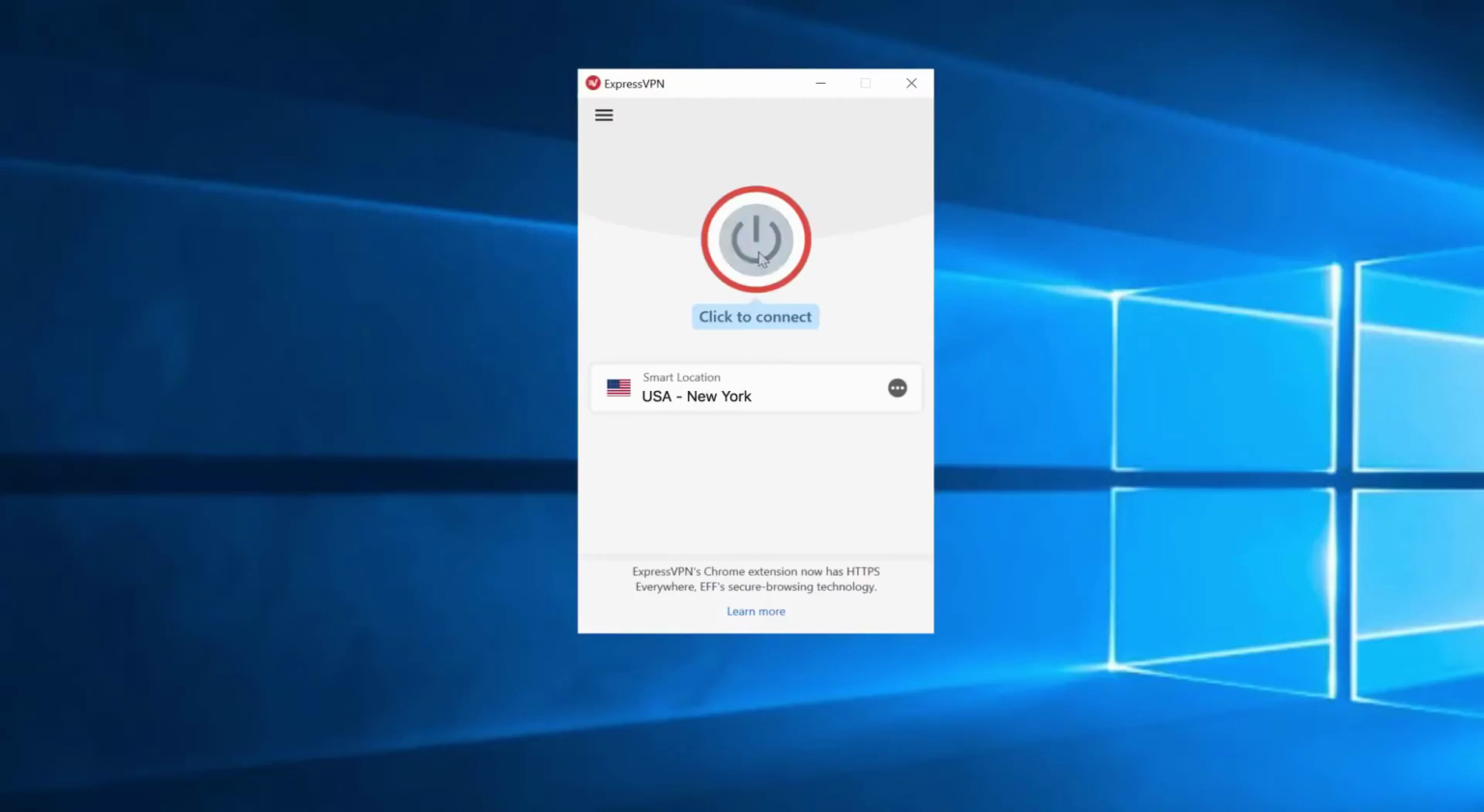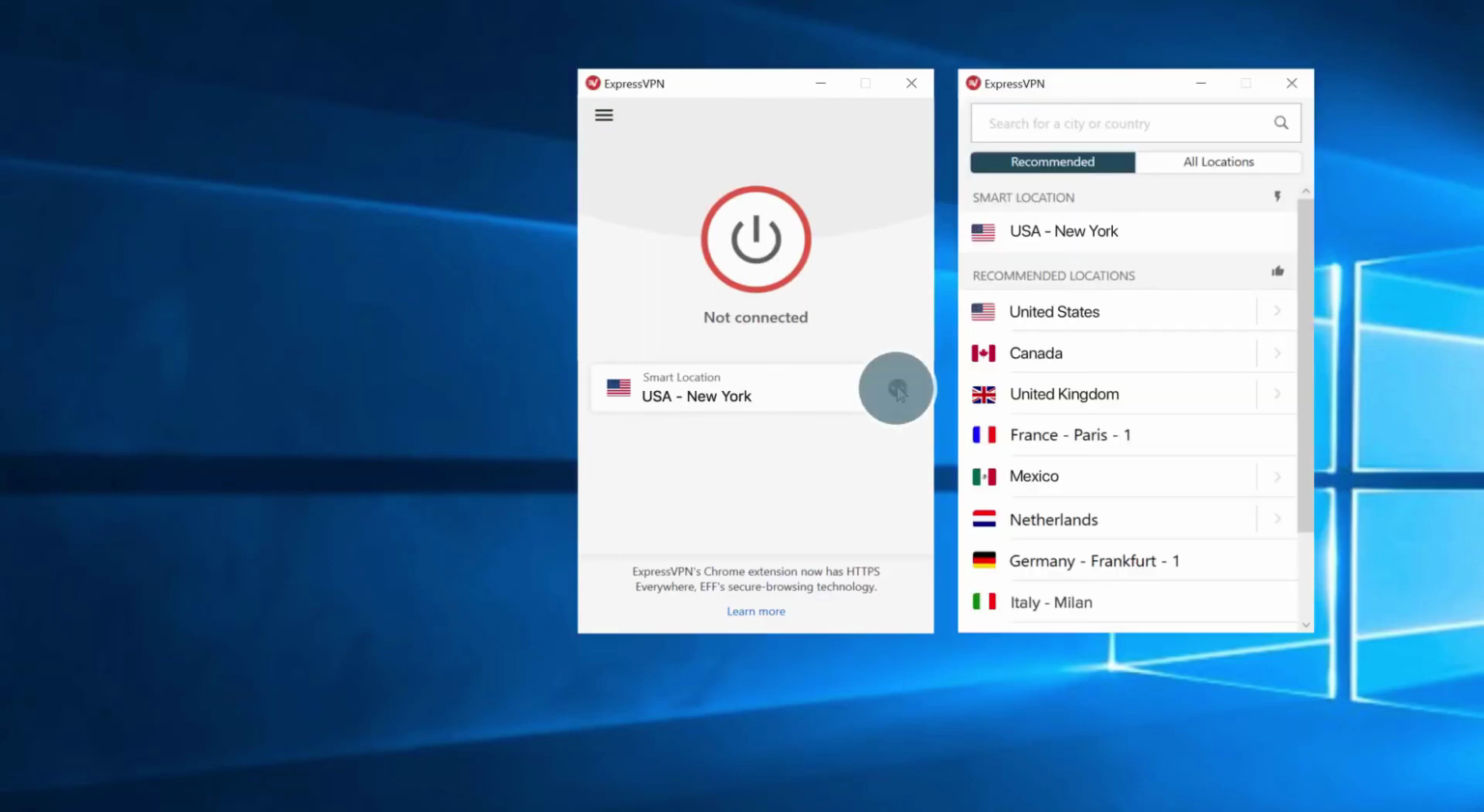It has apps for all platforms, will unblock streaming services such as Netflix and BBC iPlayer, and provides a high level of customer care via live chat support. If you're not happy with the service, ExpressVPN also offers a 30-day money-back guarantee with no questions asked.